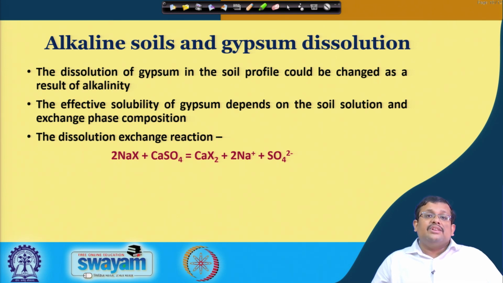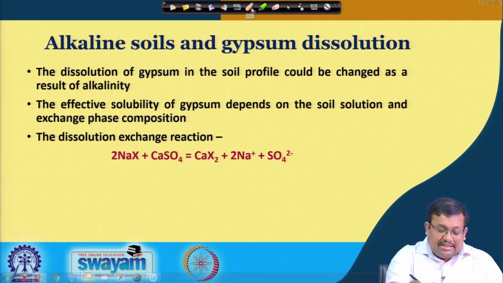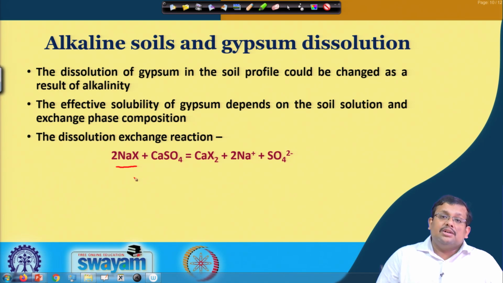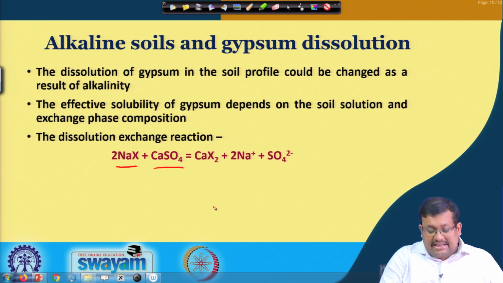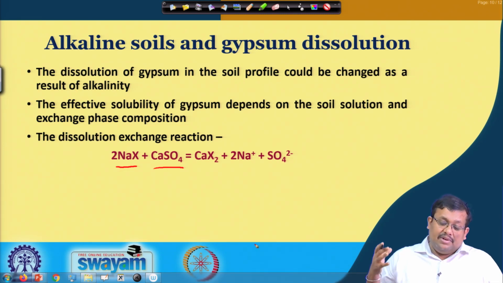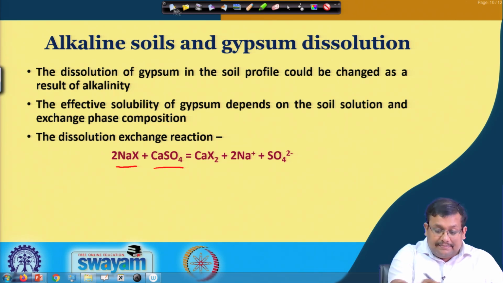So, the dissolution exchange reaction, as you can see. The exchange complex was previously saturated by sodium ions. Let us consider these two sodium ions were adsorbed onto the clay surface, and when we apply the calcium sulphate, the calcium basically replaces this sodium, which comes into the soil solution. As a result, the calcium binds the soil particles, forming the aggregate.